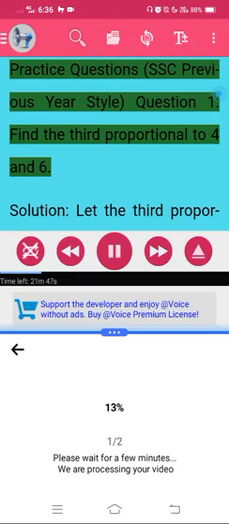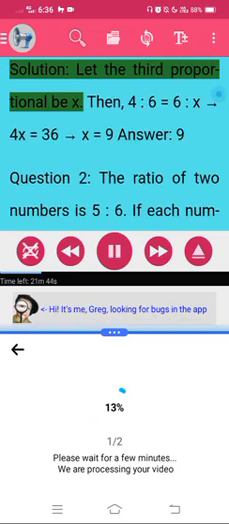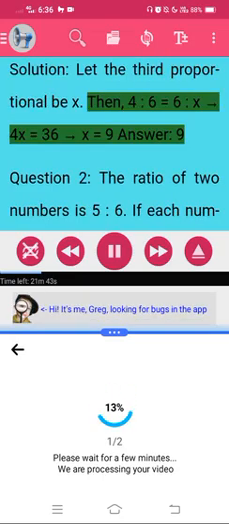Practice questions, SSC previous year style. Question 1. Find the third proportional to 4 and 6. Solution. Let the third proportional be x. Then 4/6 = 6/x, so 4x = 36, so x = 9. Answer: 9.